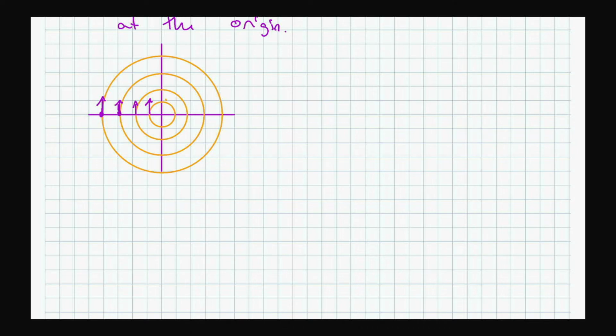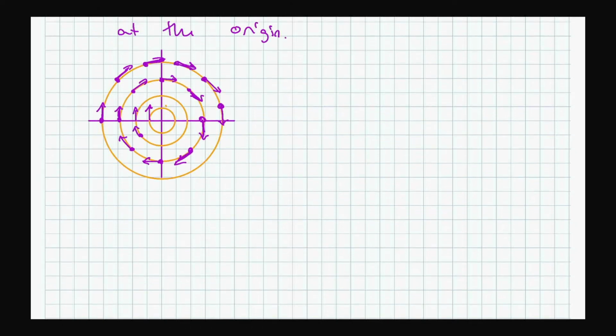And if you go up, say right here, where would it point? It would point this way. Right here, where would it point? This way. Here, this way. It always follows the curve. The vectors themselves are straight, but the direction of the vector is tangent to the circles. Okay, so that is what a rotational vector field is.